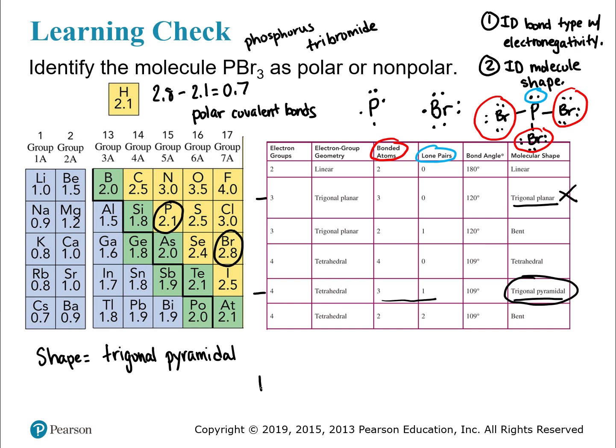So what that looks like is like this. Since we have polar covalent bonds, that means we're going to have dipoles. The phosphorus is going to be partial positive, and all the bromines are going to be partial negative.